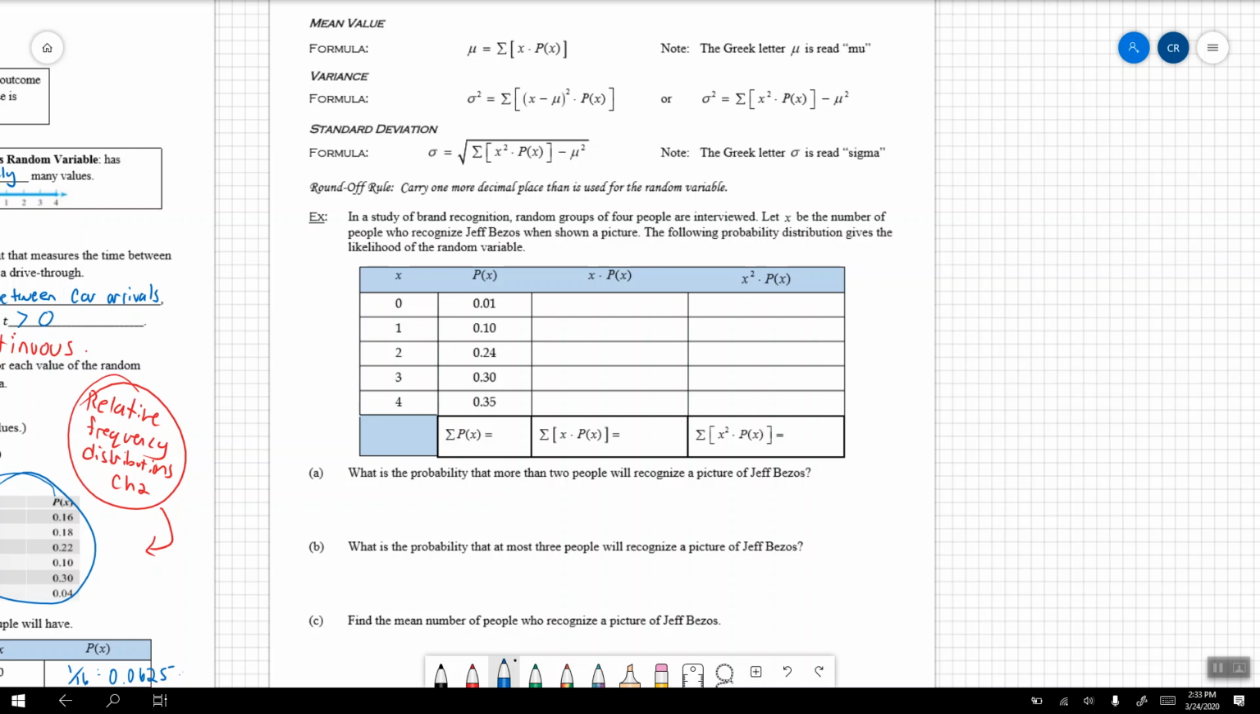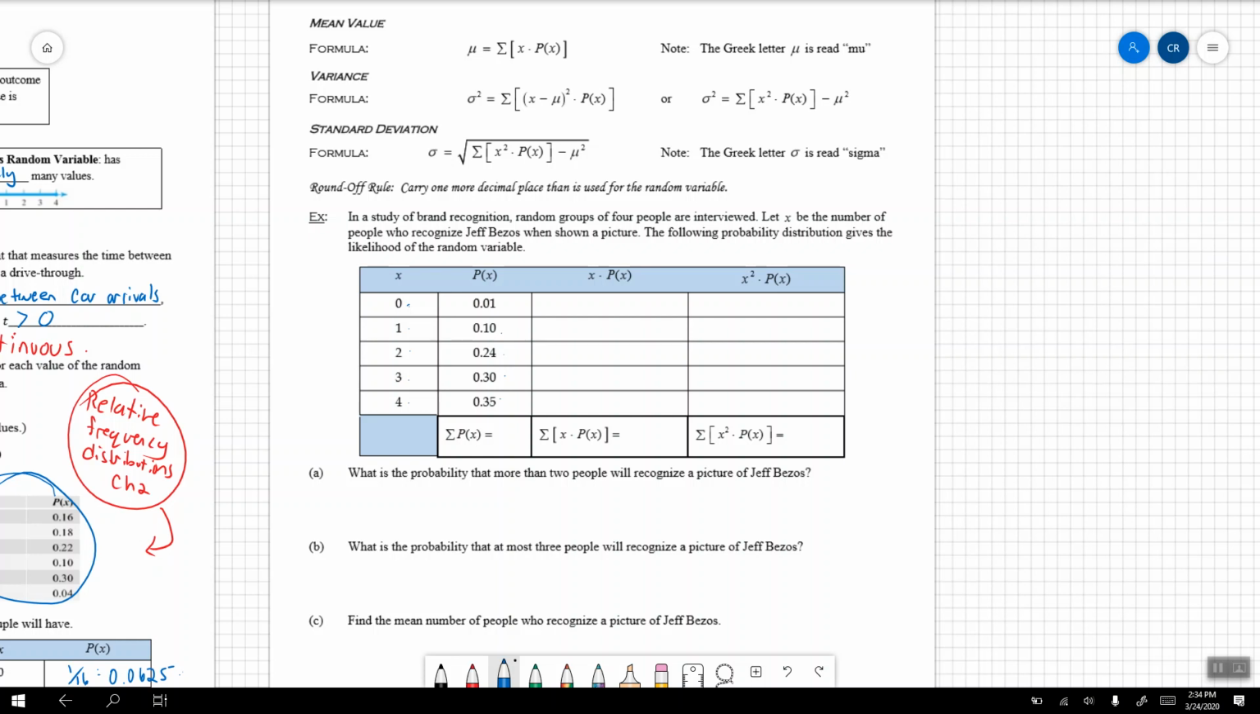X is the number of people who recognize Jeff Bezos. In this group, nobody recognized him. That was a probability of 0.01. In this group, only one person recognized him. That was a 0.10 probability. That 2 people recognized him was 0.24. That 3 people within the group recognized him was 30%. And that 4 people recognized him was 0.35.